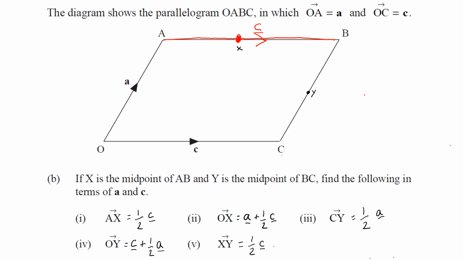And then we want to go from B to Y. I'm going to do this in green this time. So this vector here is the vector A, the full way along. But we want to go from B to Y here. So we're going backwards along this, and we're only going half the way along. So it's going to be minus 1/2 A.